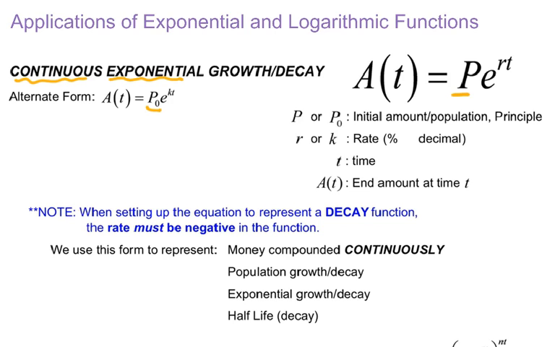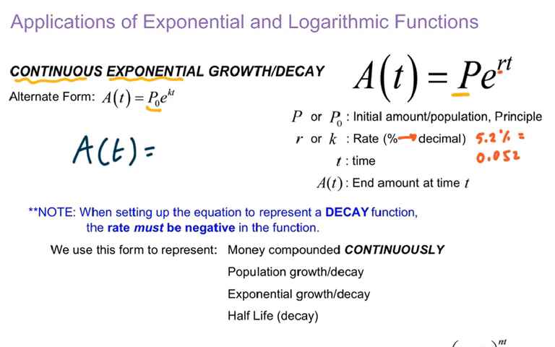We've got R, which represents our rate. Now remember that rate needs to always turn from a percentage into a decimal. An example of that, 5.2% would be 0.052 as a decimal. And then we have T representing time. So my independent variable is T. I'm going to plug in a time, and my dependent variable is A of T, my end amount at time T.